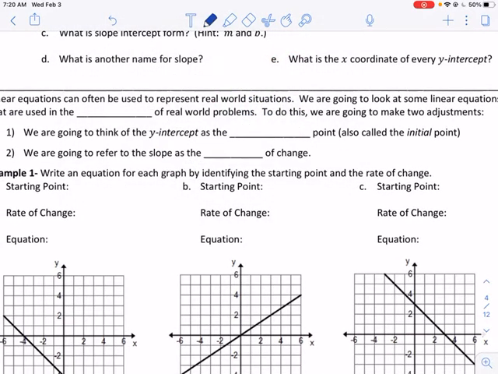We're going to think of the y-intercept as the starting point. This is also called the initial value. Sorry, that's a typo. Initial, remember, like your initials are the first letters of your name. Initial just means to start. So it literally means starting point. We are going to refer to the slope as the rate of change.